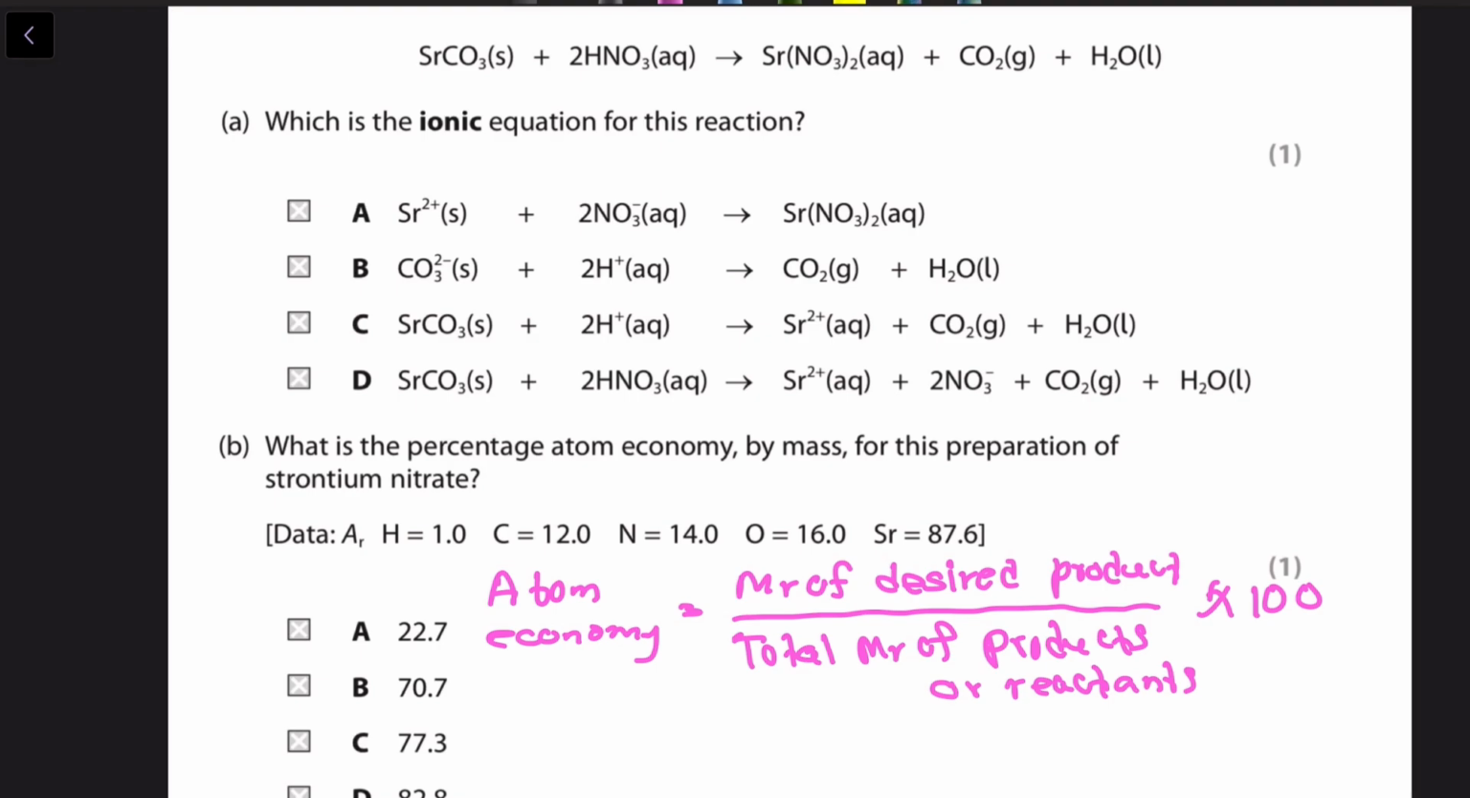Here our desired product is strontium nitrate. So let's calculate its relative formula mass first. 87.6 plus 14 times 2 plus 16 times 6, that gives 211.6.